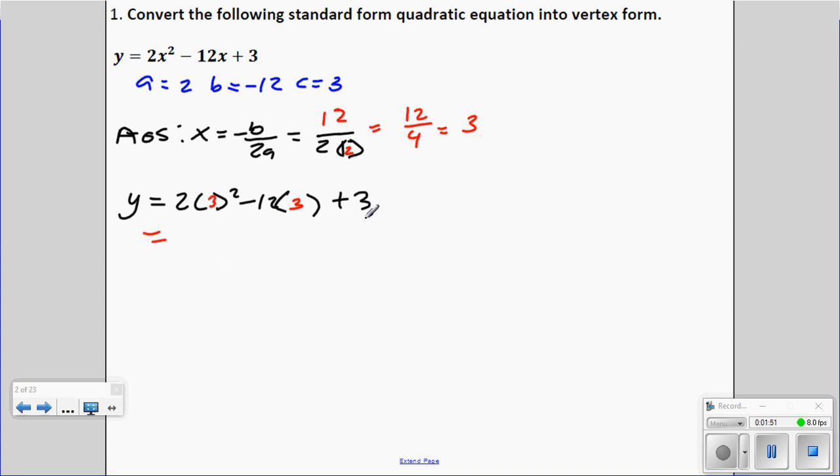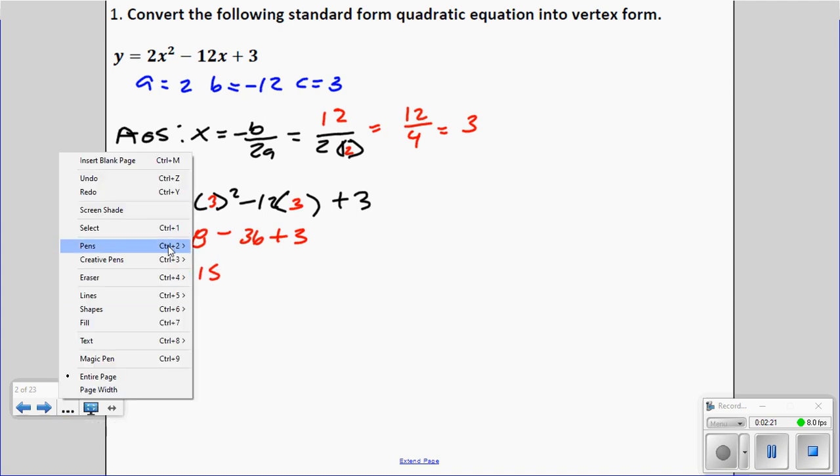You get to use a calculator, so when you use a calculator, make sure you enter it exactly like this if you want the correct answer. Without a calculator, we'd use your order of operations. So I would square 3, which is 9, and then 9 times 2 is 18. 12 times 3 is 36. 18 minus 36 is negative 18. Negative 18 plus 3 is negative 15.